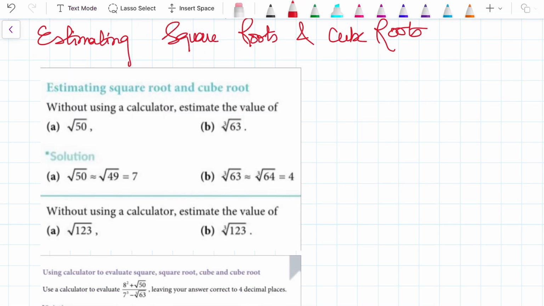Alright, in the first question it says, without using a calculator, estimate the square root of 50 and the cube root of 63. 50 is very close to 49, and the square root of 49 is 7. Cube root 63 is very close to cube root 64, and cube root 64 is 4.